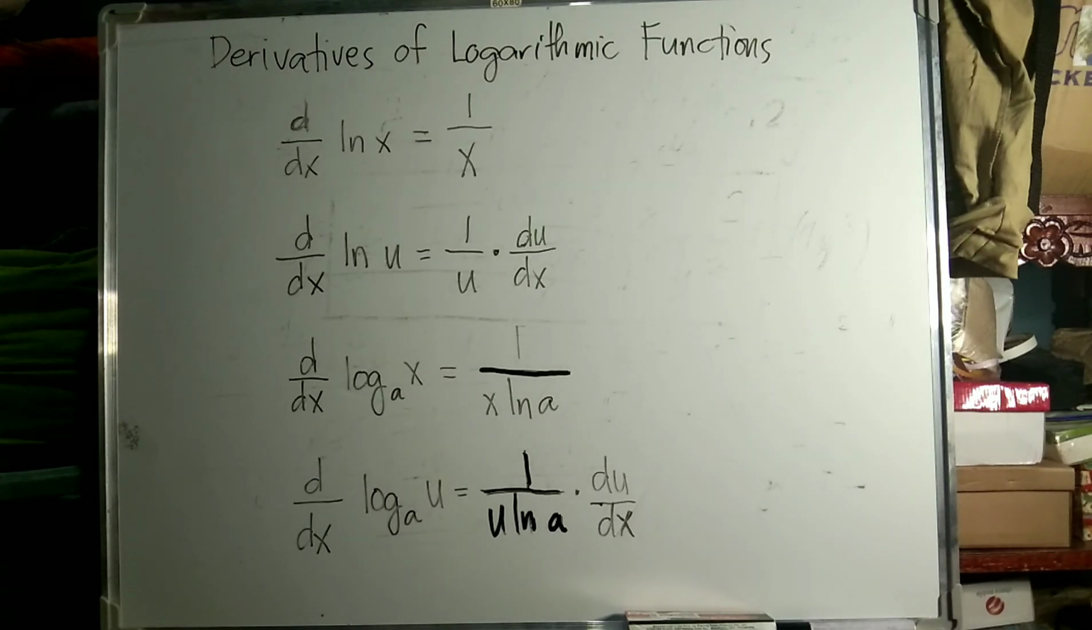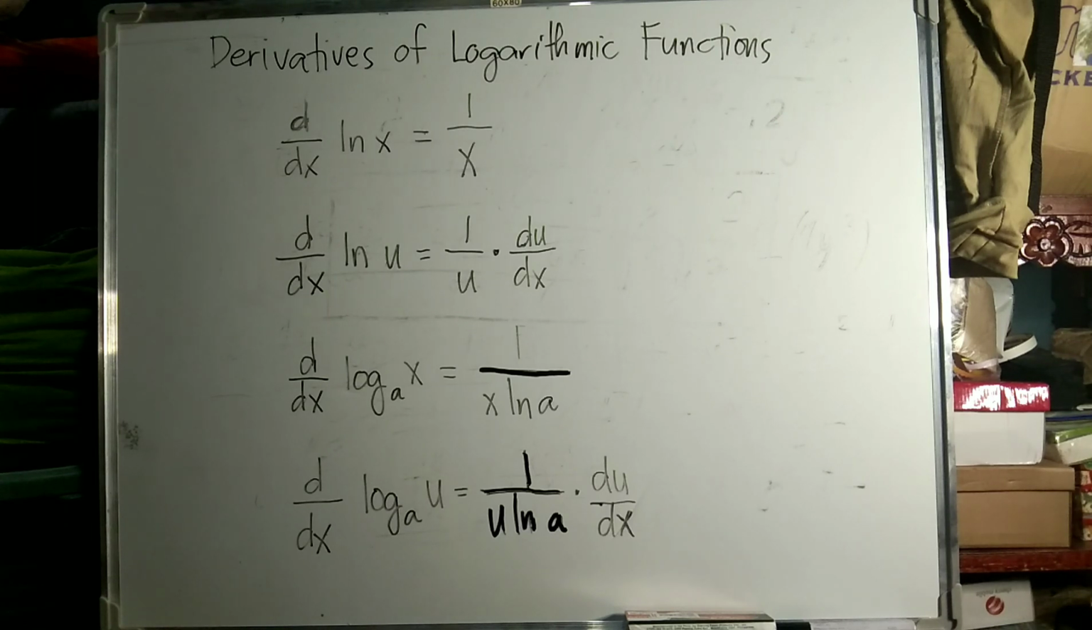Today I will show you how to differentiate some logarithmic functions. So meron tayong formula dito ng mga paano kunin yung derivatives ng isang logarithmic function. So yung una, derivative of natural log x, or derivative of ln x with respect to x, equals 1 over x. Derivative of ln u with respect to x equals 1 over u times du over dx, where u is a function of x.